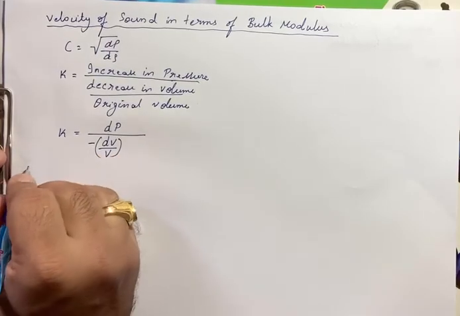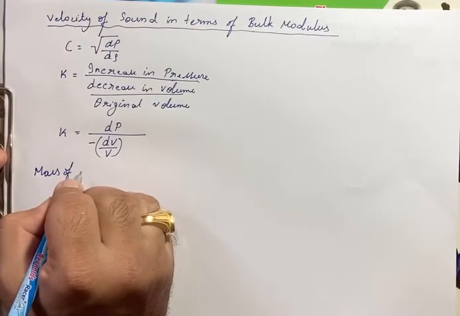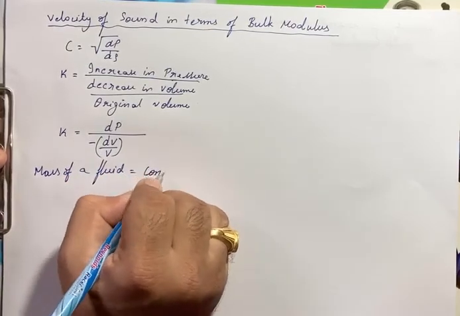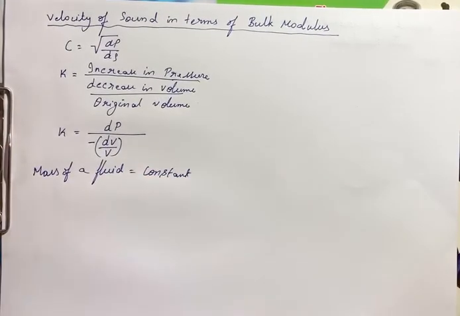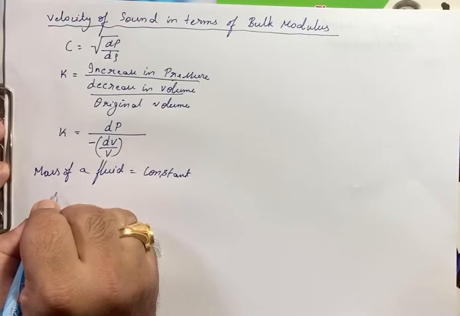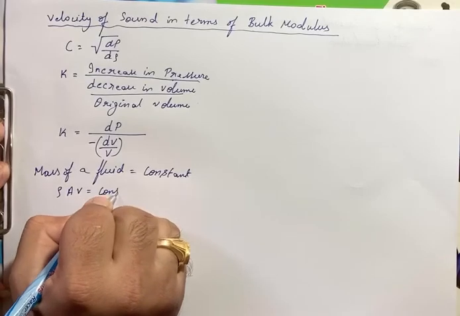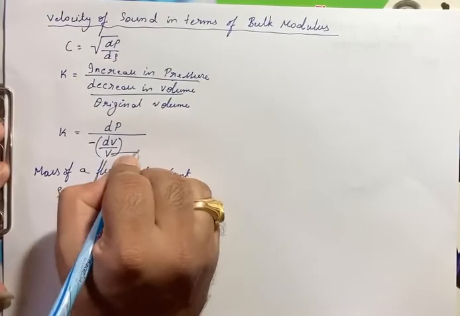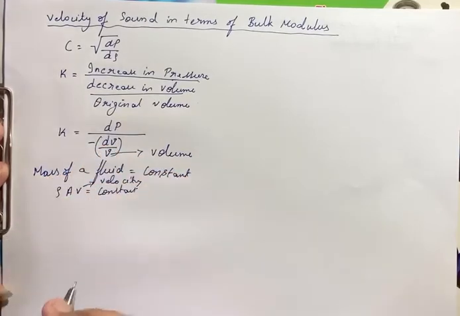Now the mass of a fluid is constant here. In any flow you can say the mass of fluid is constant. That is the continuity equation here. So I can write rho A V is equal to constant. Here this is nothing but the velocity, and this is nothing but the volume. Small v, I'll write it as small v so that you won't get confused here.